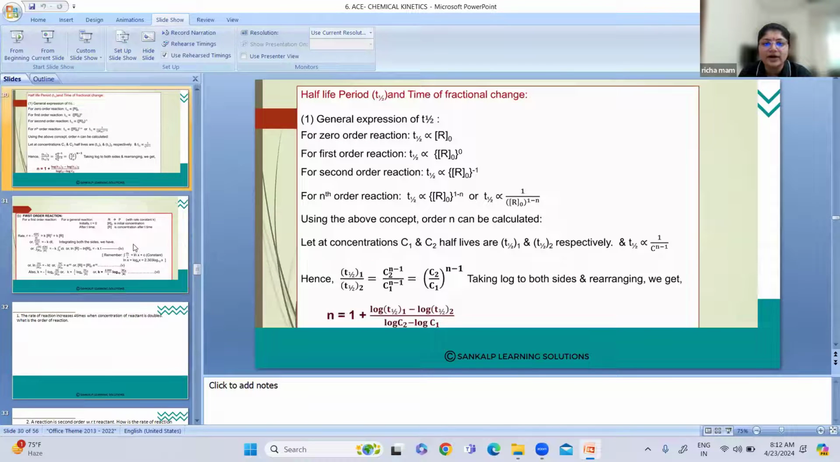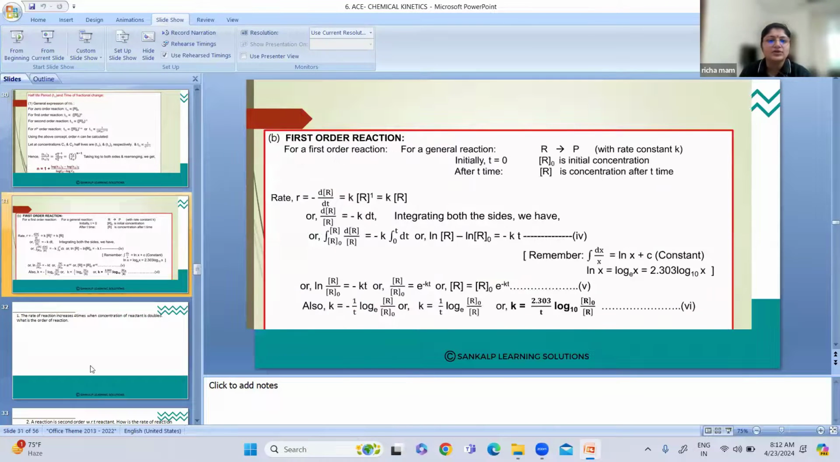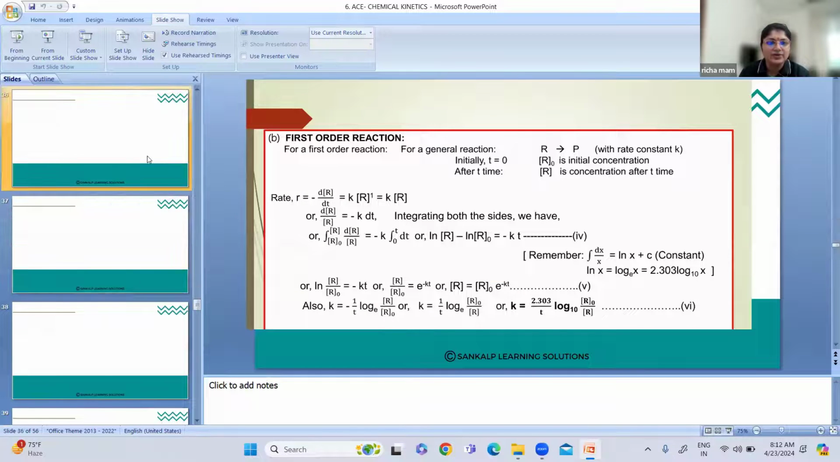Better I will solve it myself. If I solve, then it will be understood well. Then we will see this. So what is the first order reaction?